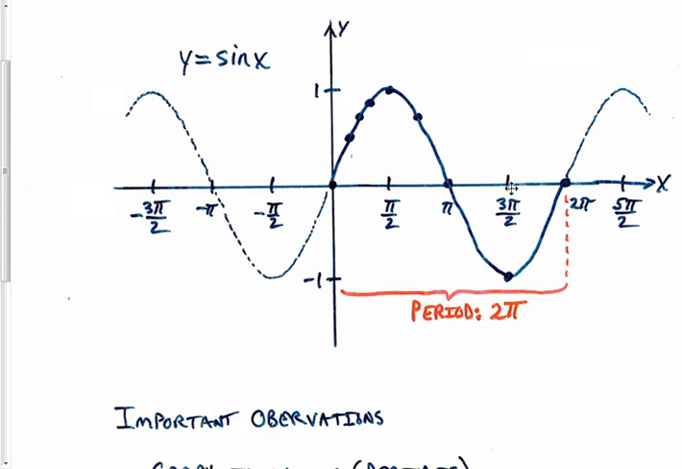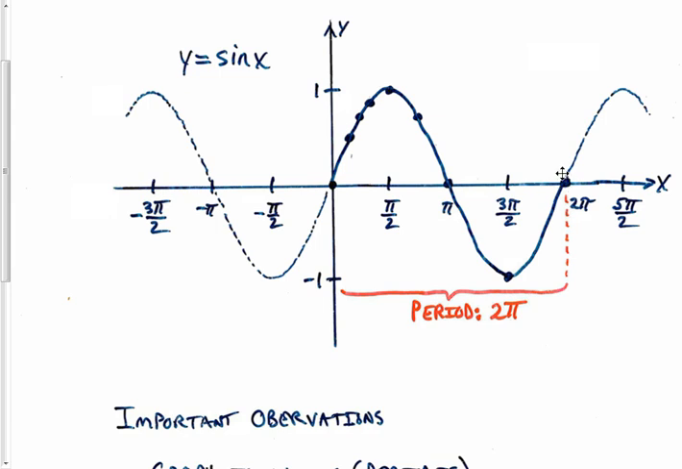Now, when I go between 3pi/2 and 2pi, I'm in the fourth quadrant, and so my sine values, again, are still negative, but they're increasing, until I get to 2pi, and the sine of 2pi is 0, so I have a y of 0 here.